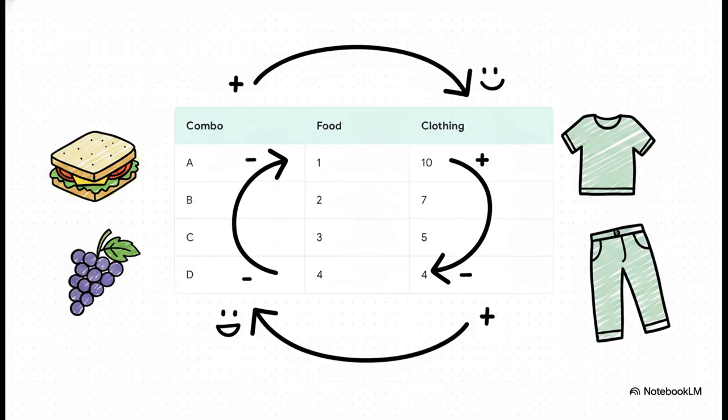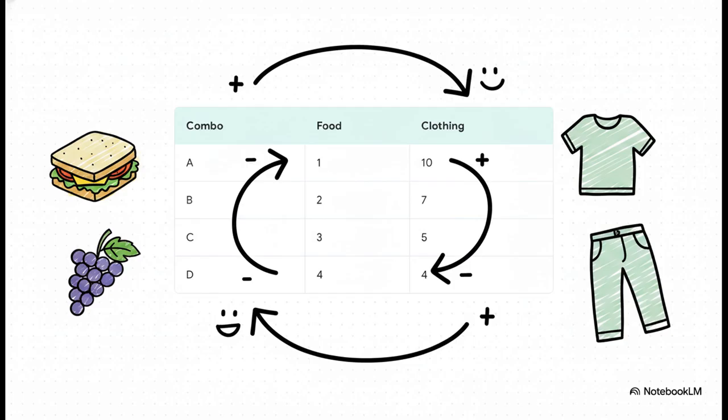Imagine a trade-off schedule between food and clothing. Look at combination A. You have 1 unit of food and 10 units of clothing. Now check out combination B. You have 2 units of food but only 7 units of clothing. You basically gave up 3 units of clothing just to get 1 more unit of food.